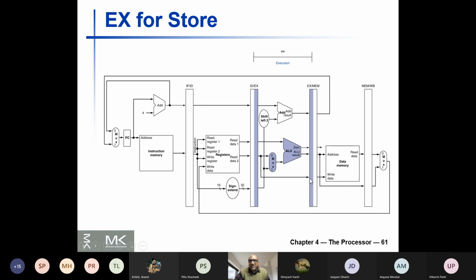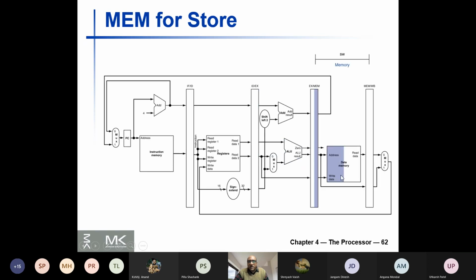Now the register contents are available, and at the end of this cycle the address is also available. Since the register contents are already available here, we just place them again in this particular register. In this stage the address calculation is done, and it is also placed in the pipeline register. So in the next clock cycle, both the address and the register contents are available, and you can write into memory. This is for this particular stage.